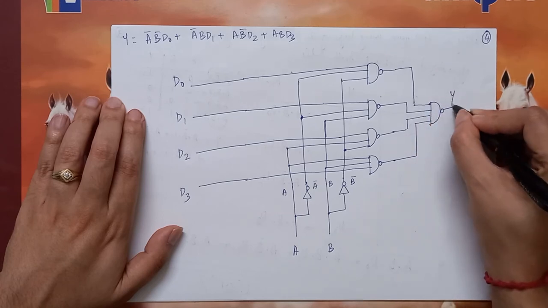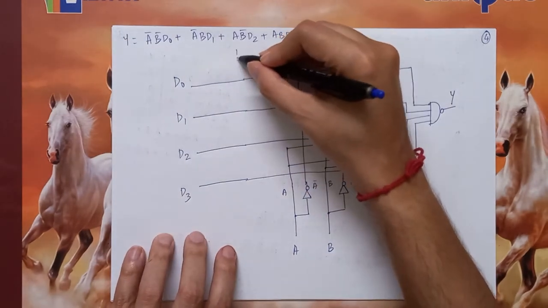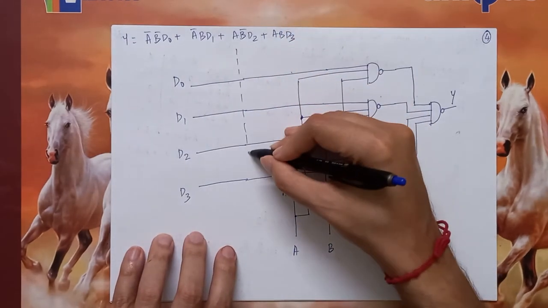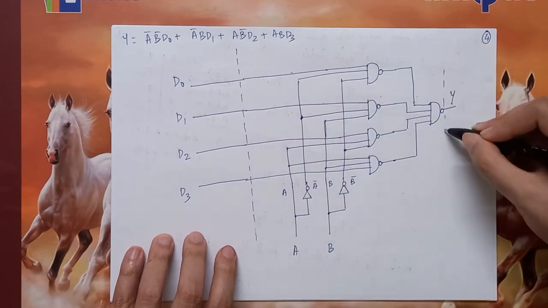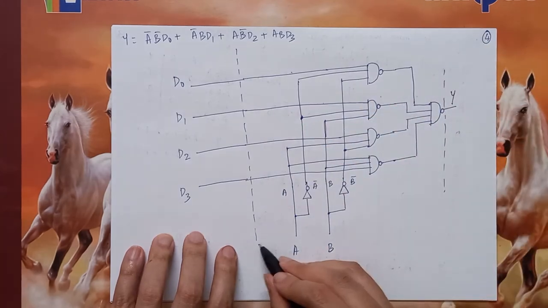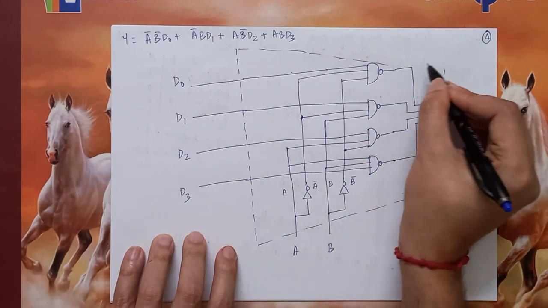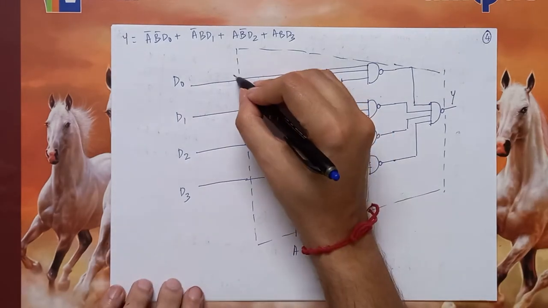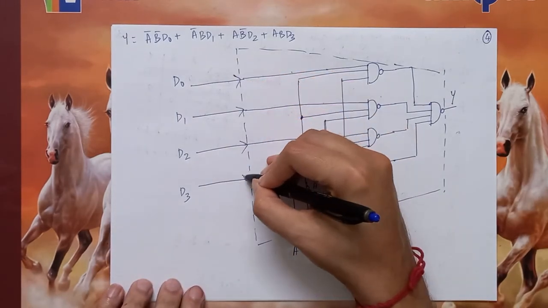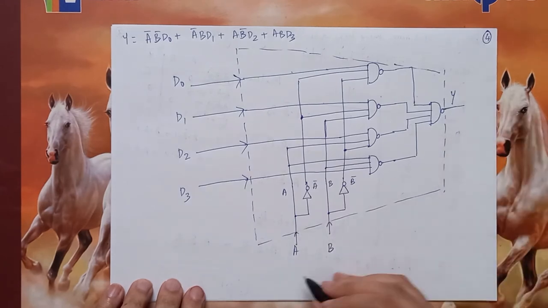This will be Y. So therefore, what was looking like a trapezium earlier on now looks like this. So the inside diagram of a 4:1 mux sort of looks like this. The four data inputs, the two select inputs A and B, and one output Y.